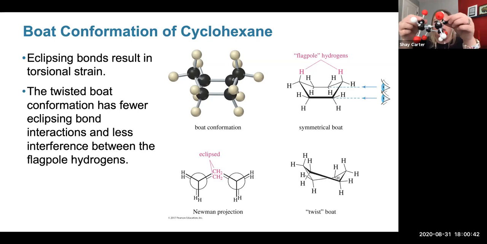But if it's in this conformation, it can twist and get into what's called the twisted boat conformation, or twist boat, where we have much fewer eclipsing bond interactions and less interference between what are called flagpole hydrogens. And these flagpole hydrogens are this guy and this guy, the ones that stick up and are close together on those 2 carbons that stick straight up.